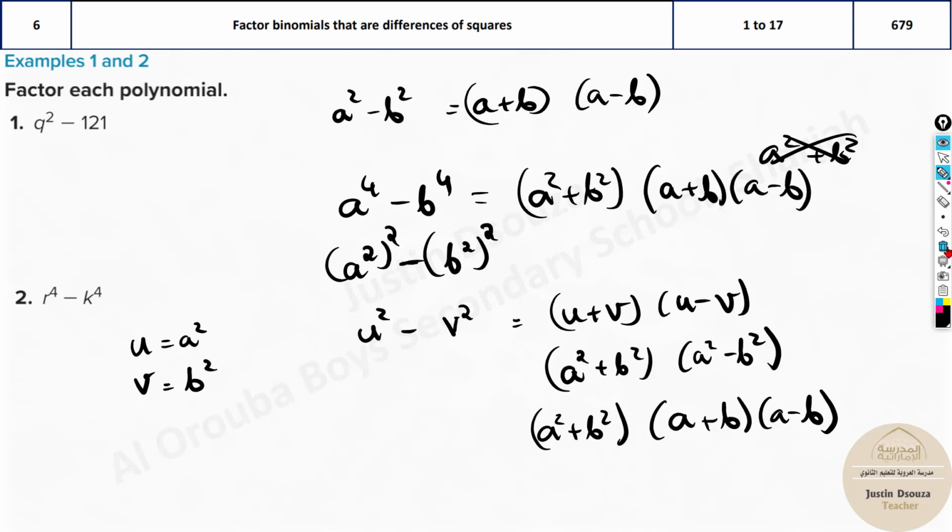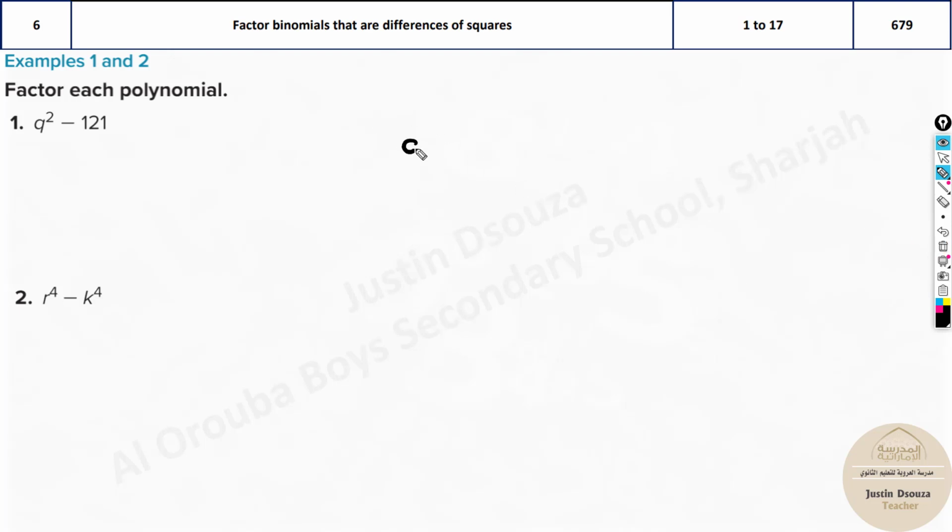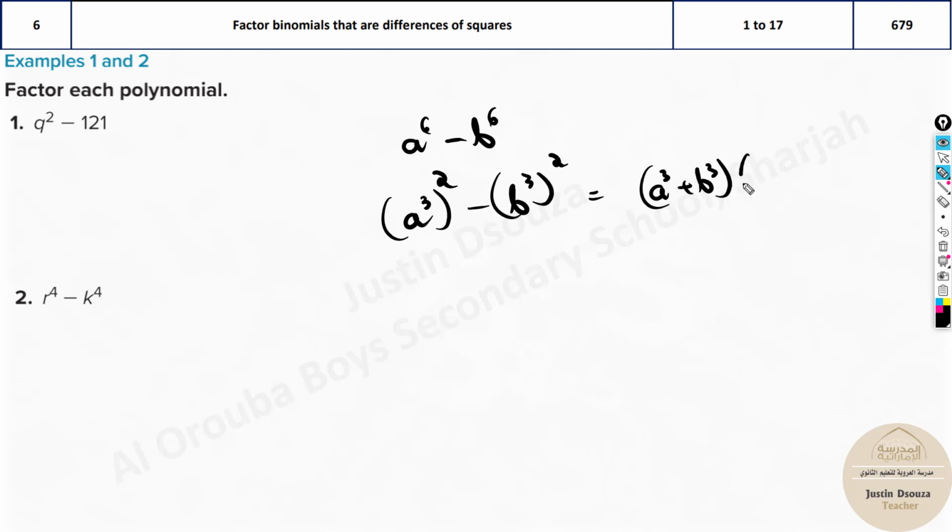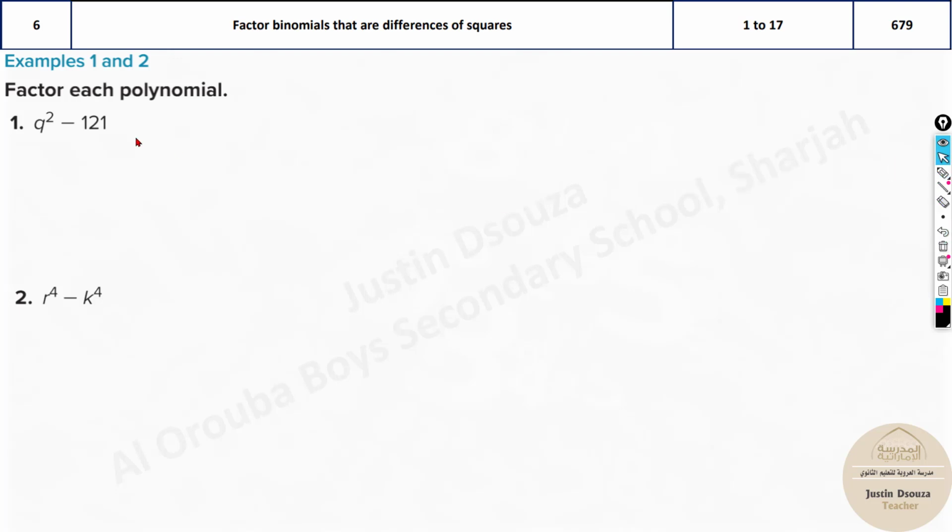So if you know this, then any form you can just get in terms of squares, and then you can simplify. What I mean is, say, imagine you have a power 6 minus b power 6. You can write this as (a to the power 3) the whole square minus (b to the power 3) the whole square. And the answer would be (a cube plus b cube)(a cube minus b cube). Now you can't simplify this further because it's cubes, so we leave it there. If you understand these formulas, then you can easily apply them.